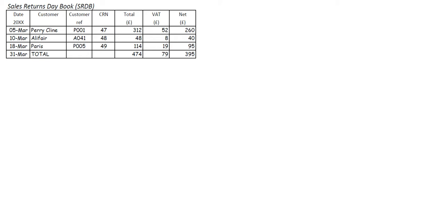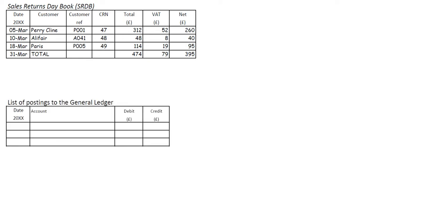Now, when we're posting information from our sales returns daybook in a manual double entry bookkeeping system, we will simply post the totals at the end of each accounting period. In this case, we'll post the totals for March as a whole. So let's bring up our postings list, and we'll take the totals from each of the columns in the sales returns daybook.